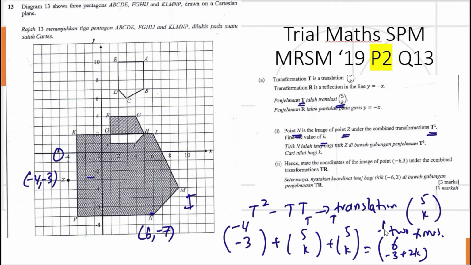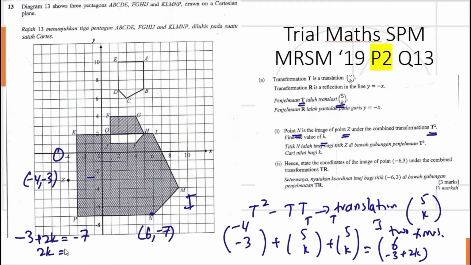So this is the image. As you can see here, the image is 6, negative 7. So you can see this one is 6. So negative 3 plus 2K is equal to negative 7.